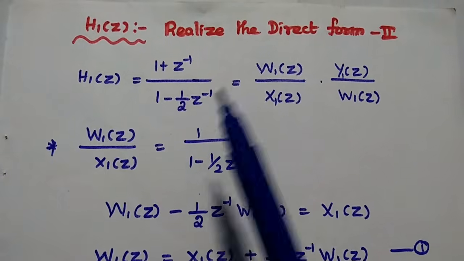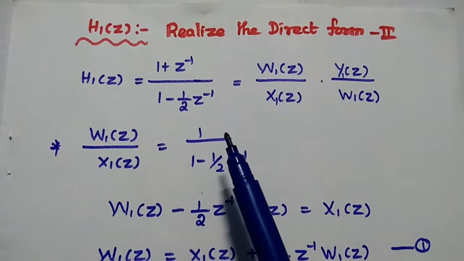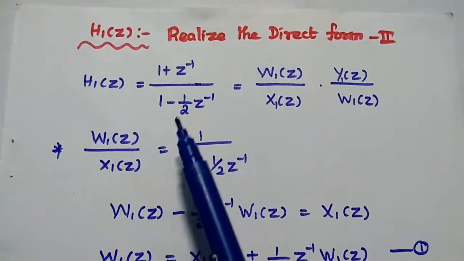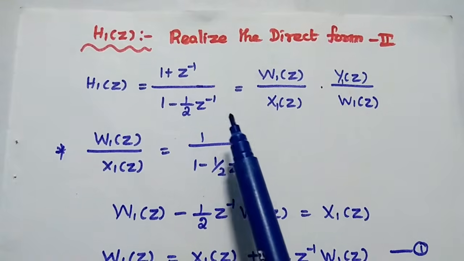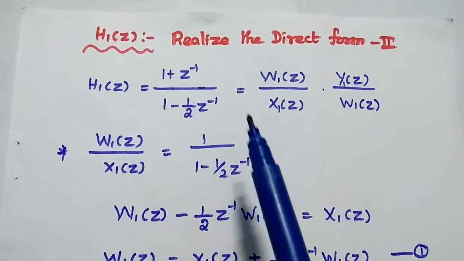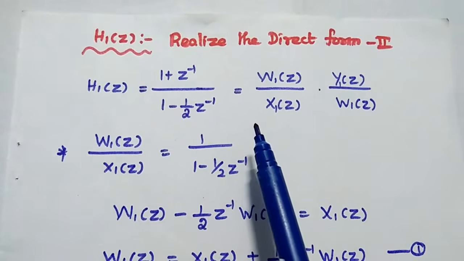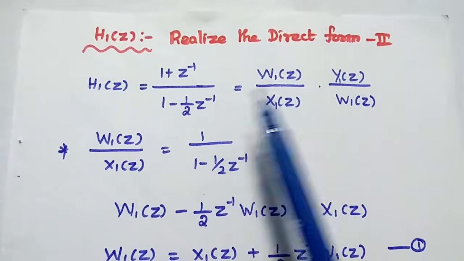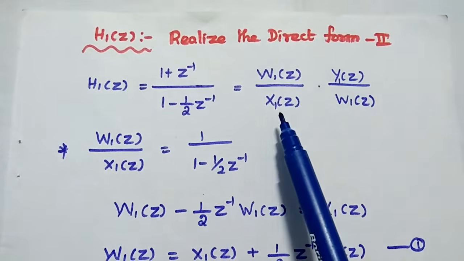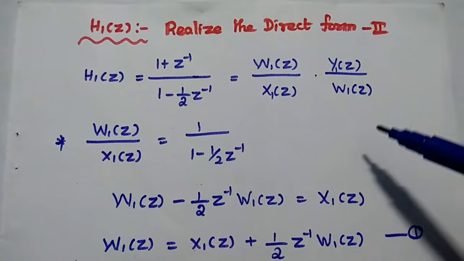First, we are going to realize the direct form 2 structure for this H1 of z. So here H1 of z is equal to (1 plus z power minus 1) divided by (1 minus 1 by 2 z power minus 1). So in direct form 2 structure, the first step is to divide the transfer function into two terms. So here it becomes W1 of z by X1 of z multiplied with Y1 of z by W1 of z.